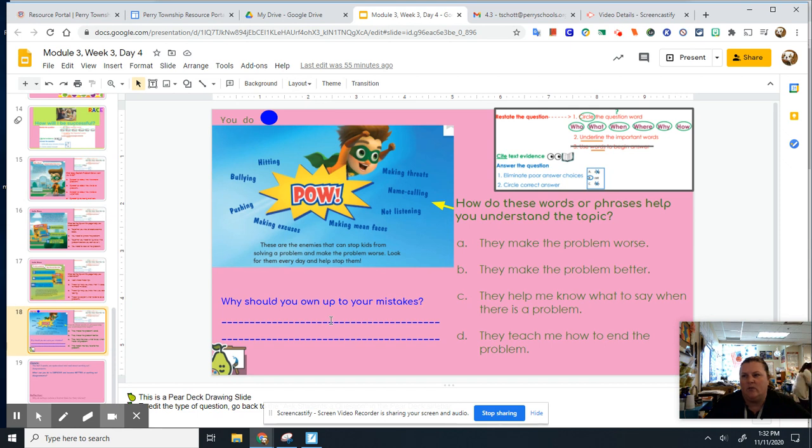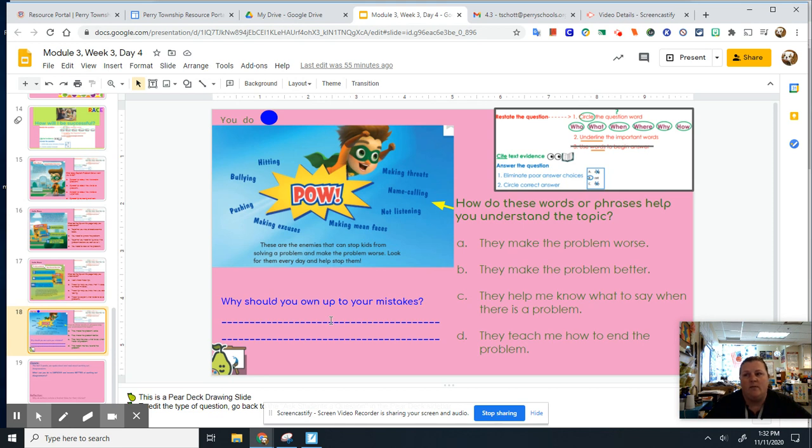So how do these words or phrases help you understand the topic? They make the problem worse. They make the problem better. Ooh. So if somebody is being a bully or pushing or making excuses, I'm thinking about the bully that was really mean to Pepita. I don't think that made the problem better. I think it made it worse. So I don't think A is an answer.